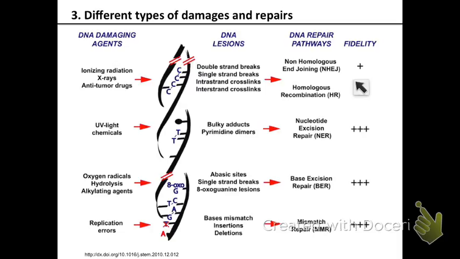So this column here, fidelity, means how well you restore the original information through these types of repair mechanisms. While nucleotide excision repair, base excision repair, and mismatch repair have very high fidelity, so they restore the information completely, non-homologous end joining does not do a good job. It can repair the double-strand break, but can make lots of mistakes. And homologous recombination is usually high fidelity unless something unusual occurs.